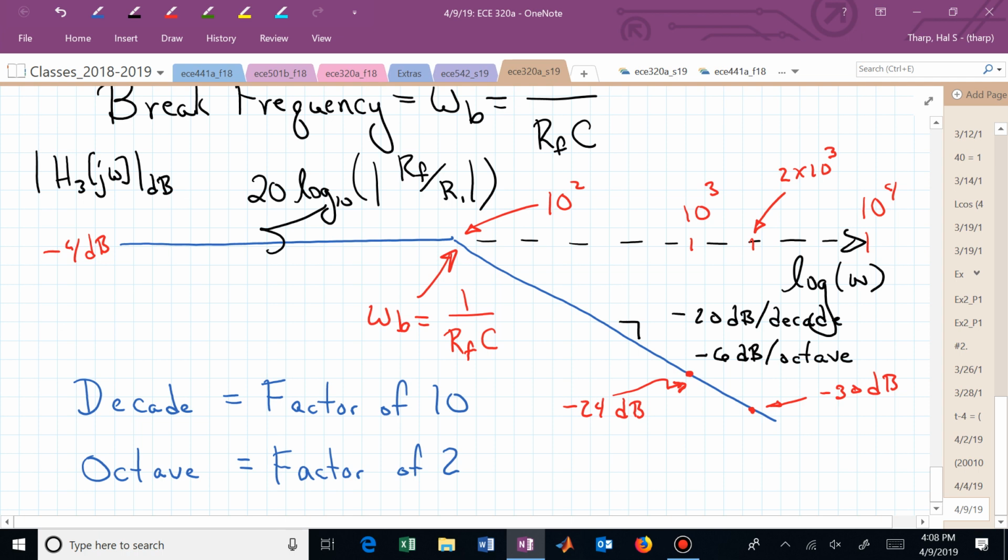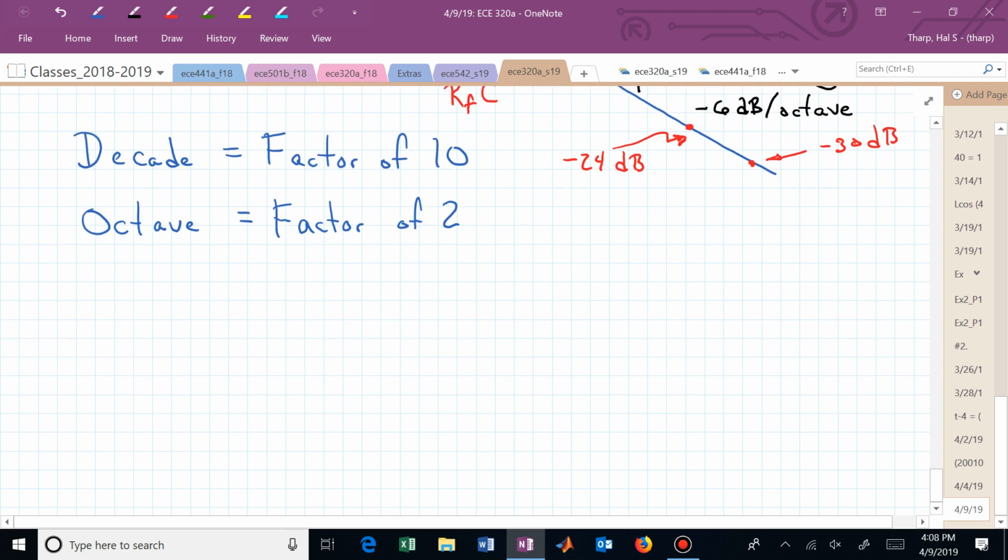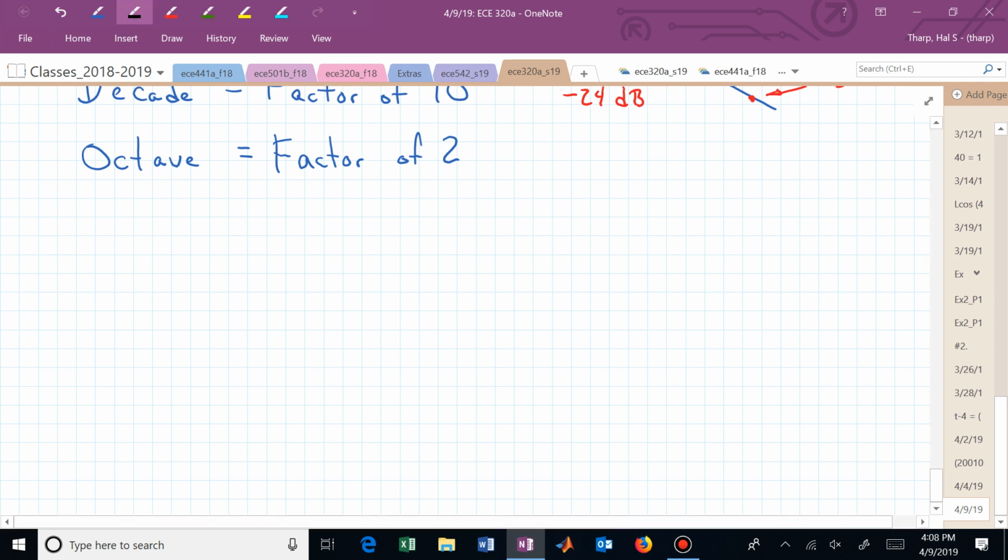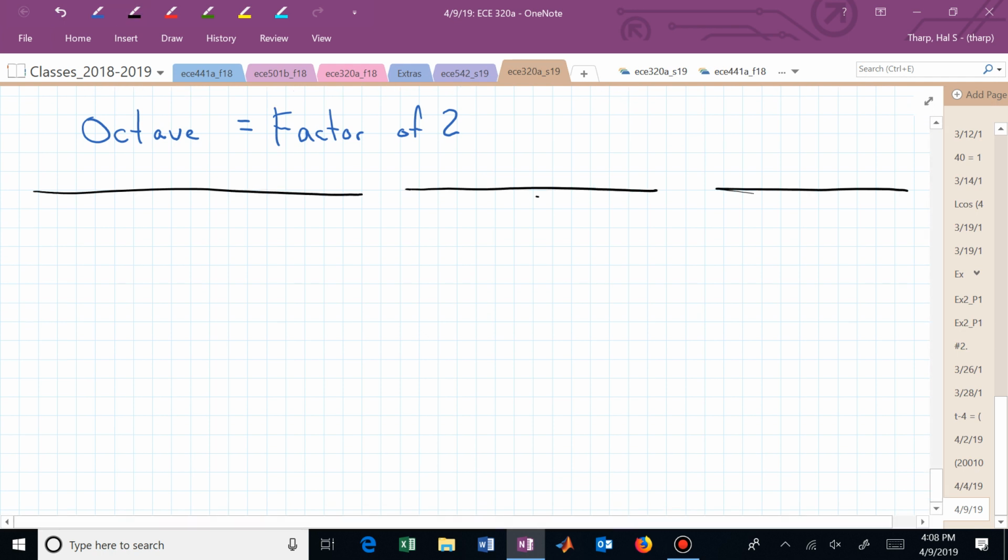But once I pick some values, now I can fill in the blanks. On an exam, if I said, oh, this point is minus 4 dB at 100, what is it at 1,000? When you know the break was at 100, you better be able to fill in the blank. That's filter number 3. Filter number 4.